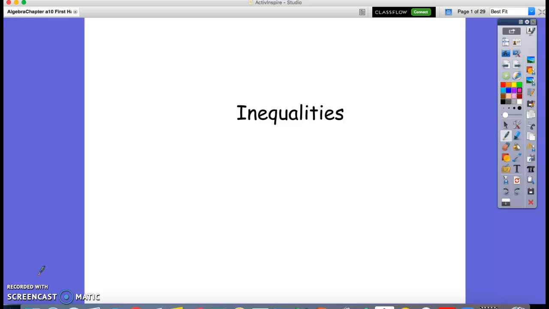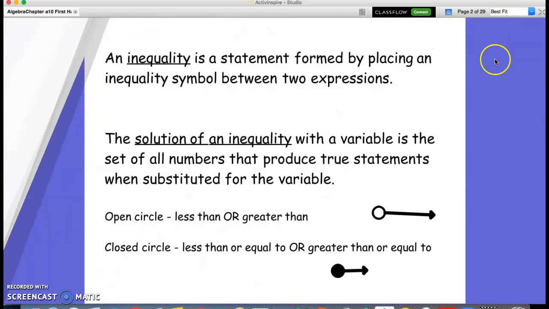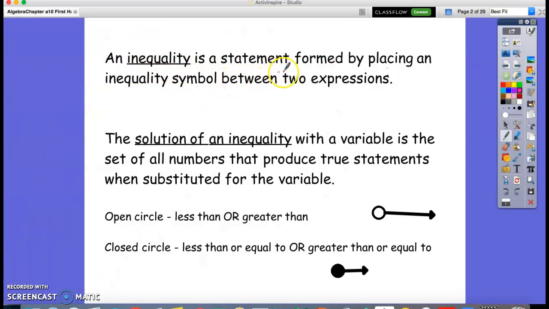Amen. So we are starting with section 10.1. It's about inequalities. An inequality is a statement formed by placing an inequality symbol between two expressions. So you can say 2x is less than 3. This is an inequality statement. Solution of an inequality is a set of numbers that produce a true statement when substituted for that variable. Do not worry about that. You will learn when you solve the inequality statements.